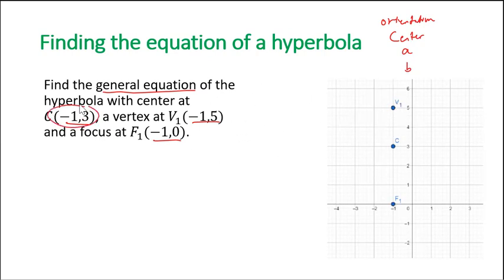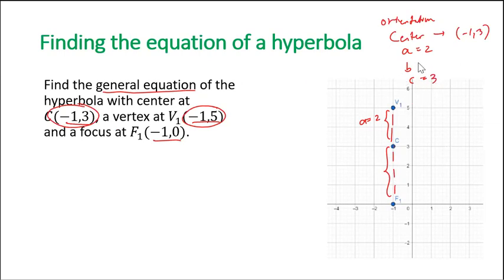So since the center is (-1, 3), we already have this information. And then since one of the vertices is given, the distance between the center and the vertex is a. So in this case, a equals 2. And then the distance between the center and one of the foci is small c. So in this case, c equals 3.